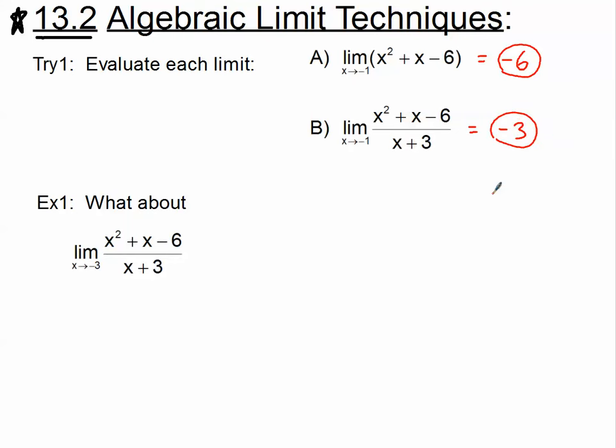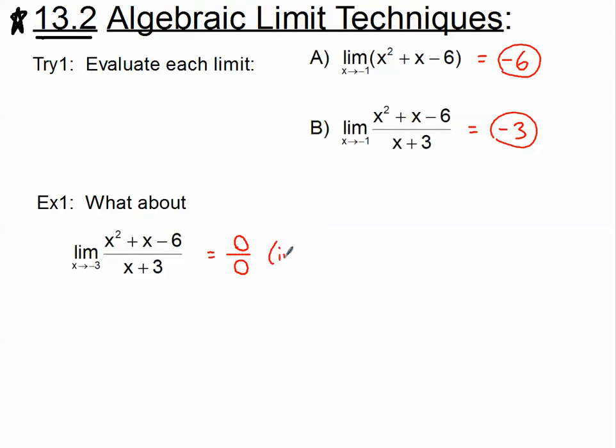The problem comes in when we have this type of limit, where we're trying to approach -3. Obviously, -3 cannot be plugged into the denominator because then it would equal 0, and that's no good. We can never divide by 0. If we plug -3 into the numerator, though, let's see what happens. -3 squared is 9, plus -3 makes 9 minus 3 is 6, minus another 6. We actually get 0 also in the numerator.